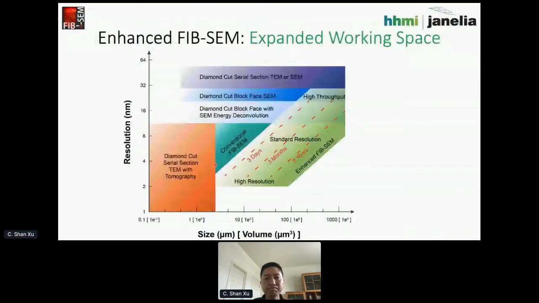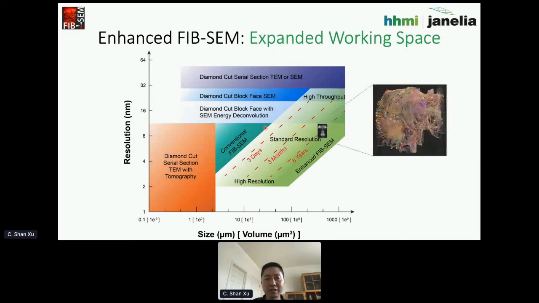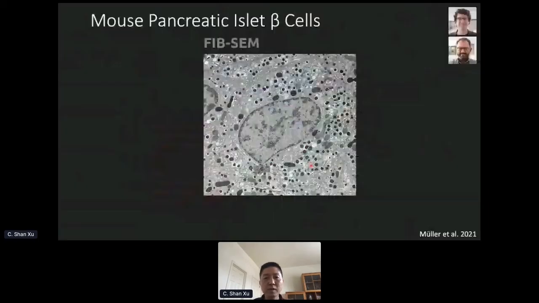So now we have a new platform called Enhanced FIB-SEM. Instead of having a small volume like this, now we have a much expanded working space and can easily capture the entire fibrin. And you can imagine many more applications could utilize this newly available capability. So in the remaining time that I have left, I will show you 3 more examples that demonstrate the unique capability of enhanced FIB-SEM. The first example is mouse pancreatic islet beta cells.